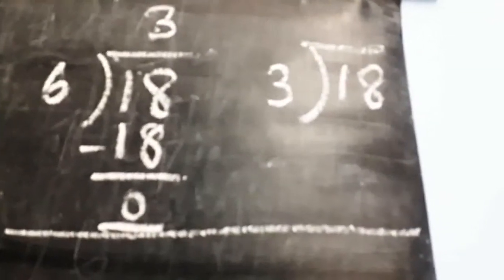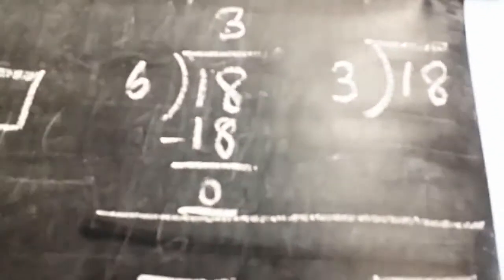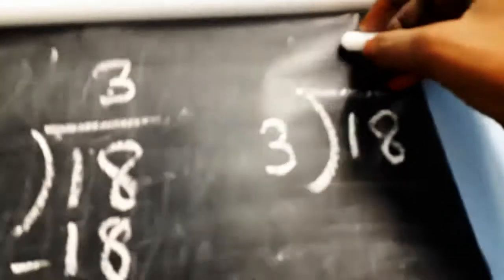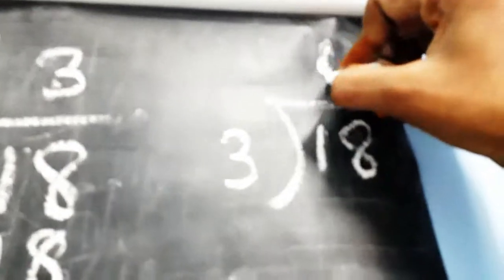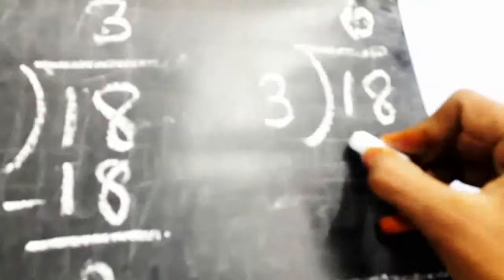1 3 is 3, 2 3s are 6, 3 3s are 9, 4 3s are 12, 5 3s are 15, 6 3s are 18. So you write the number 6 in the quotient. 6 3s are 18.